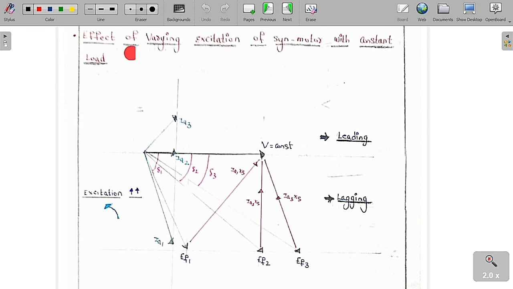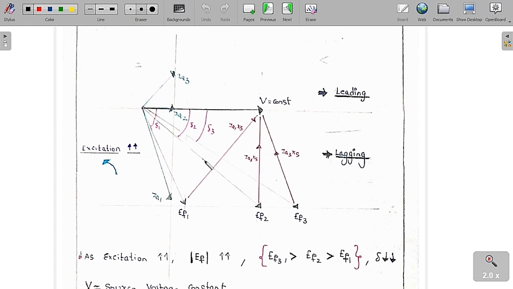So now we will discuss another important concept, which is the effect of varying the excitation of a synchronous motor with constant load. Suppose I keep a constant load for the synchronous motor and then I vary the excitation of the field winding. If I increase the field current, it means that I am increasing the excitation. Then what are the consequences that we are going to see for this synchronous motor? We are going to keep the load constant, but change the excitation, and then see what consequences occur.